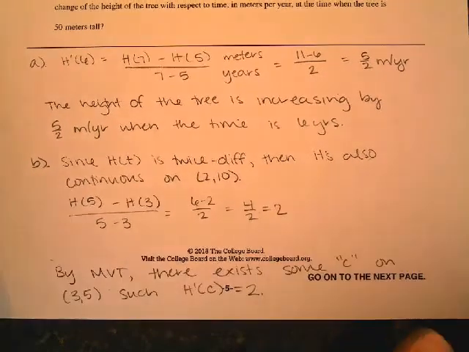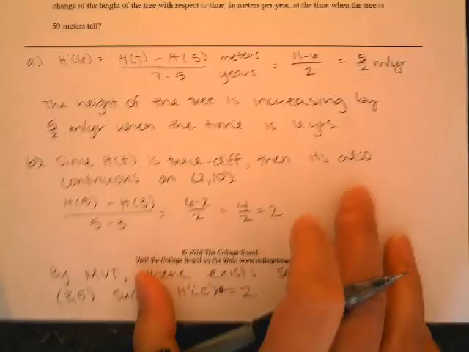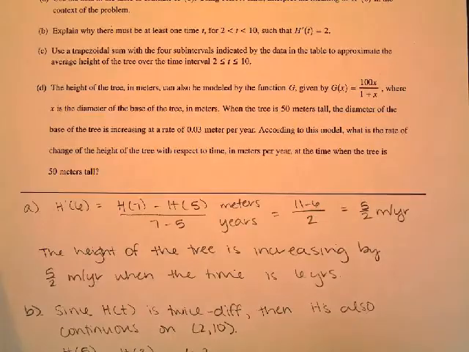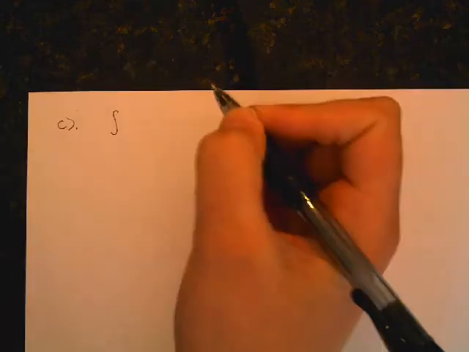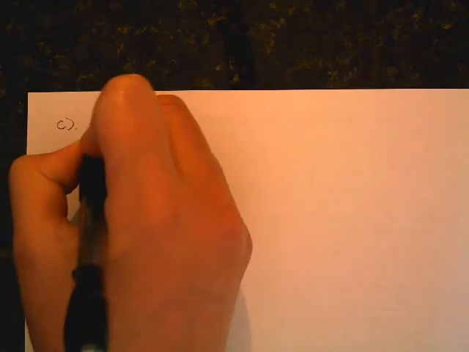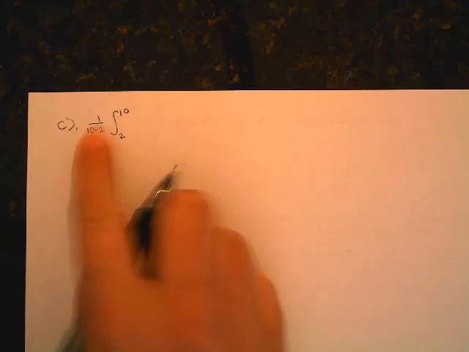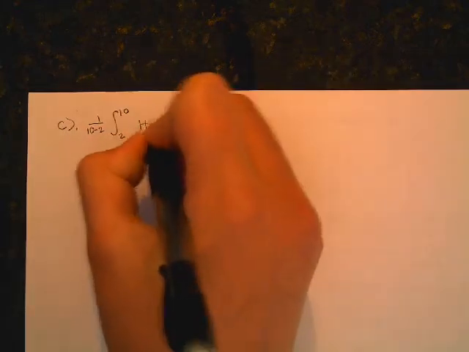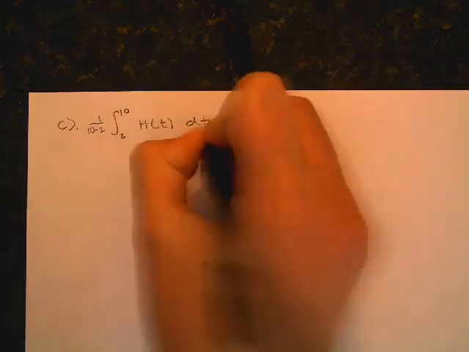All right, part C says to use a trapezoidal sum with 4 subintervals indicated by the data in the table to approximate the average height of the tree. So average height of tree, and then they also gave you that you needed a sum, which should make you think of integrals. So the average height would tell us that we're going to do 1 over 10 minus 2, that's the part that allows you to get the average value, and then the integral from 2 to 10 of h of t dt.